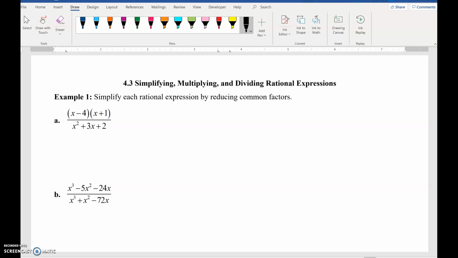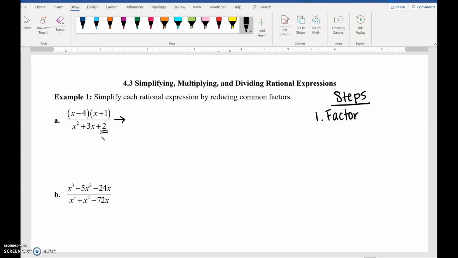Example 1, simplify each rational expression by reducing common factors. So the first thing is we need everything simplified or factored. So step 1, factor everything. So let's look at this and see. So the x minus 4 and x plus 1, those are already factored. So let's look at the other one, which is on the bottom, and that's not factored yet.